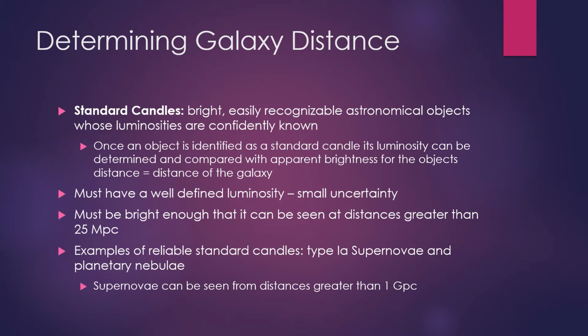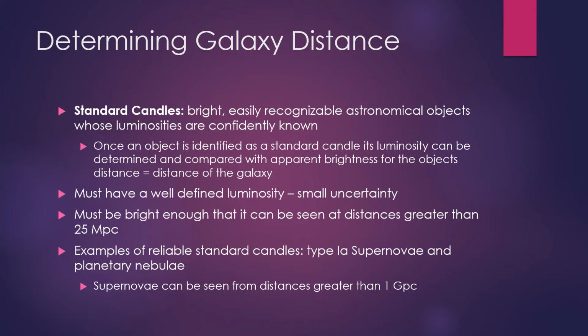What would be a good distance determiner? One of these is to use standard candles, which are bright, easily recognizable astronomical objects whose luminosities are confidently known. Once an object is identified as a standard candle, which has to be due to its appearance or shape of light curve, its luminosity can be determined and compared with apparent brightness for the object's distance, and so the distance of the galaxy it lives on, so on and so forth. This is very similar to how the Cepheid variable technique works.